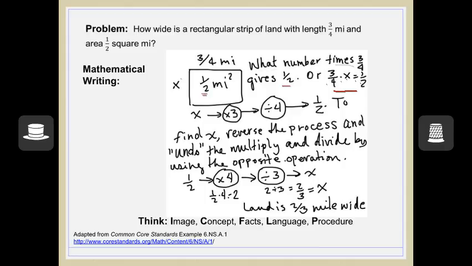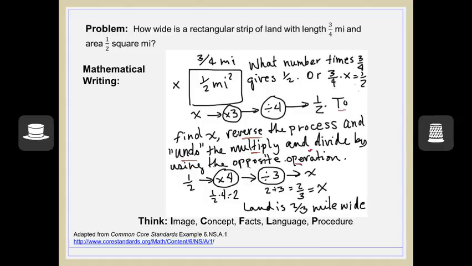To begin, the student is noticing that if you take the number and multiply by 3 and then divide by 4, you get a half. That's basically what this says. Take a number, multiply by 3, divide by 4, and you'll get a half. So to find x, reverse the process and undo the multiply and divide by using the opposite operation.